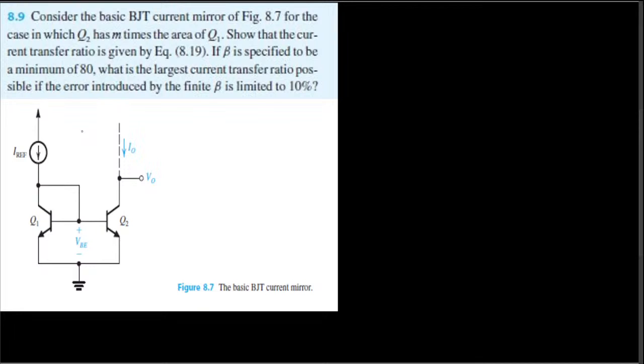First of all, if you look at the circuit, we have I reference, and the emitters are connected to the ground, and VBE is equal for both of them. So we can say VBE1 is equal to VBE2.